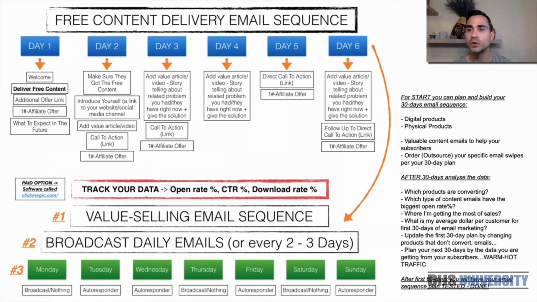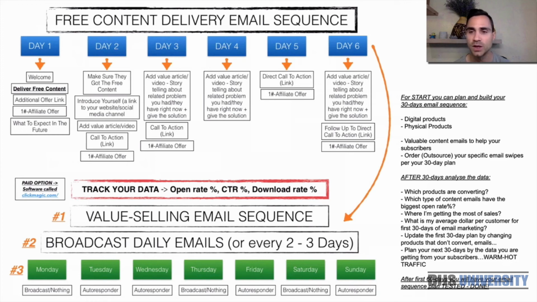So for a start, you can plan and build your 30 day email sequence. So digital and physical products that you want to promote, and valuable content emails to help your subscribers, around these products that you are going to sell. And order, so outsource your specific email swipes for your 30-day plan. So you actually create a plan, order the email swipes, and then implement everything inside your email autoresponder to schedule everything in advance so that you don't need to do that step anymore. And after 30 days, analyze the data.